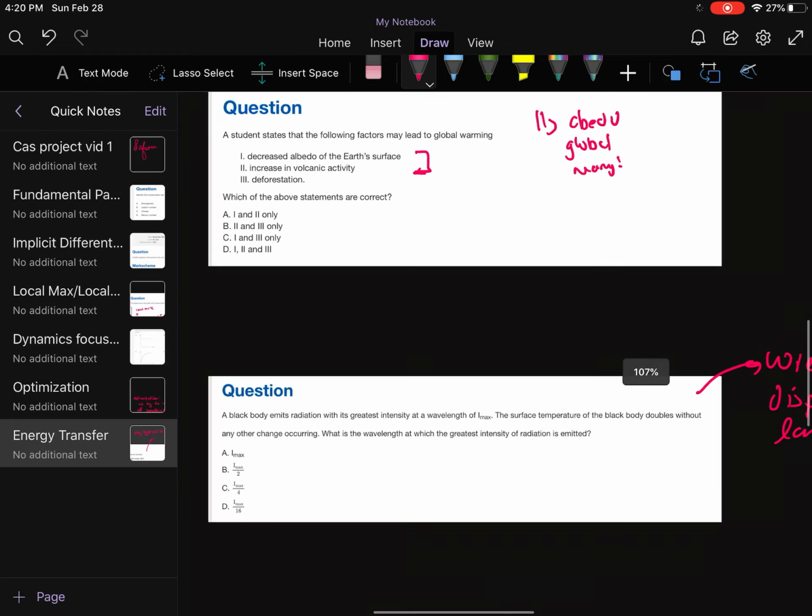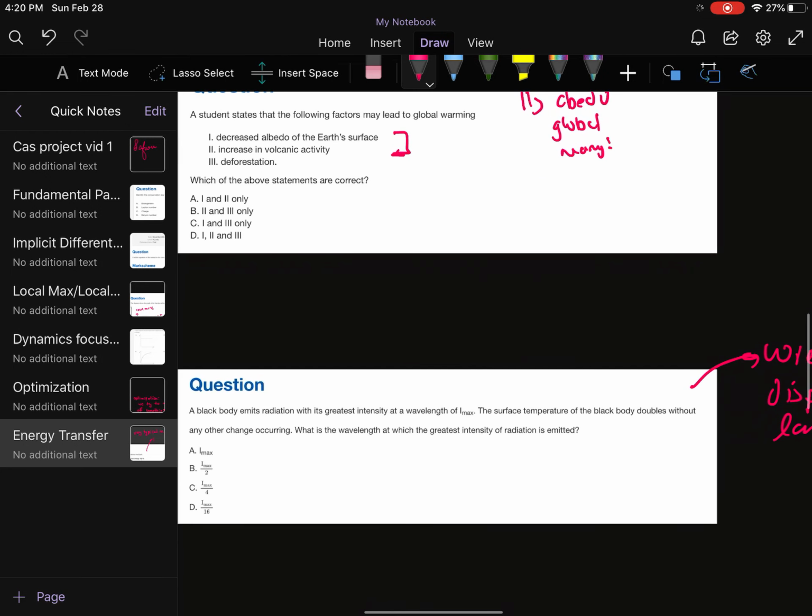Now this one is actually quite different to what we've done. It's not relating to albedo. It's more so relating to the overall concept of radiation. And you could probably take a quick read. So you'll notice the keywords: intensity, wavelength, surface temperature, not just temperature.